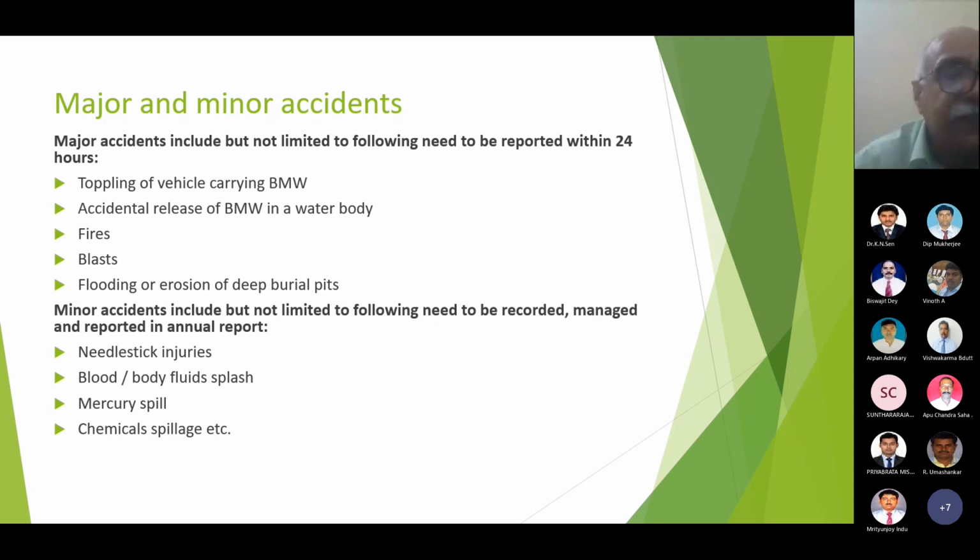However, there are minor incidents like needle stick injuries, blood and body fluid splashes, mercury spills, chemical spills, as I talked about. These are happening off and on within the healthcare facility. These have to be managed within the facility, and these have to be tracked and monitored. But these are reported in the annual report, not immediately to the State Pollution Control Board. So these are the things that need to be taken care of when you are involved in healthcare waste. Next slide. Next slide, sir.